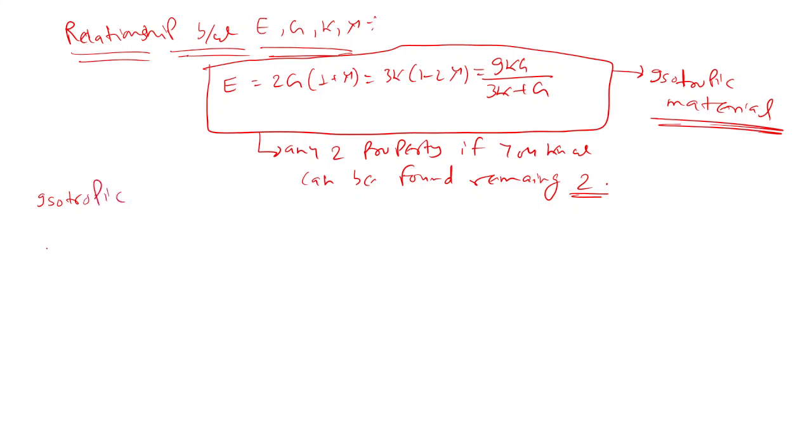Sir, in homogeneous, in a particular direction, properties remain constant, but in isotropic, at a particular point, properties in all directions remain constant. So for isotropic, what you told? At a point, in all directions, properties remain constant. Properties will be the same this way, right?